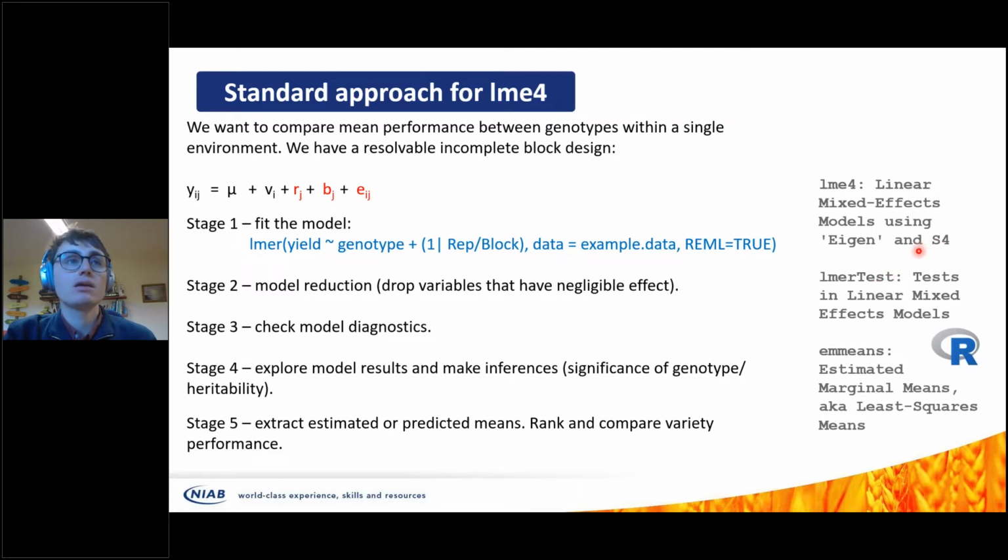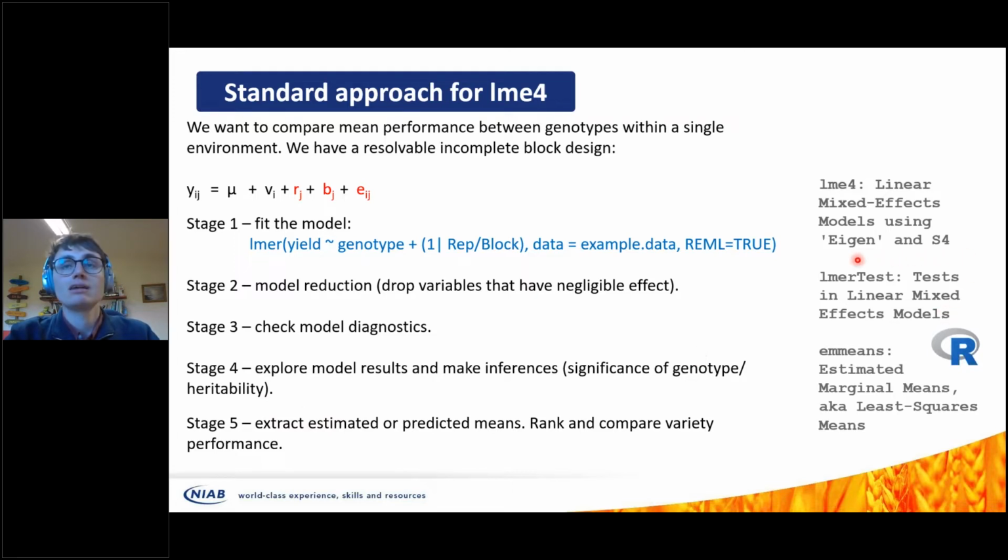We then go through a model reduction stage, where we drop variables that have negligible effects in the model. I don't have time to go into this too much today, but basically, as we would in a multiple linear regression, we want to reduce the model to the components that have a fair effect. We then can check the model diagnostics, making sure that we've met all the assumptions that we're meant to, and then explore the model results and make inferences: look at the significance of genotype, and how good the heritability is for a certain trait of interest.